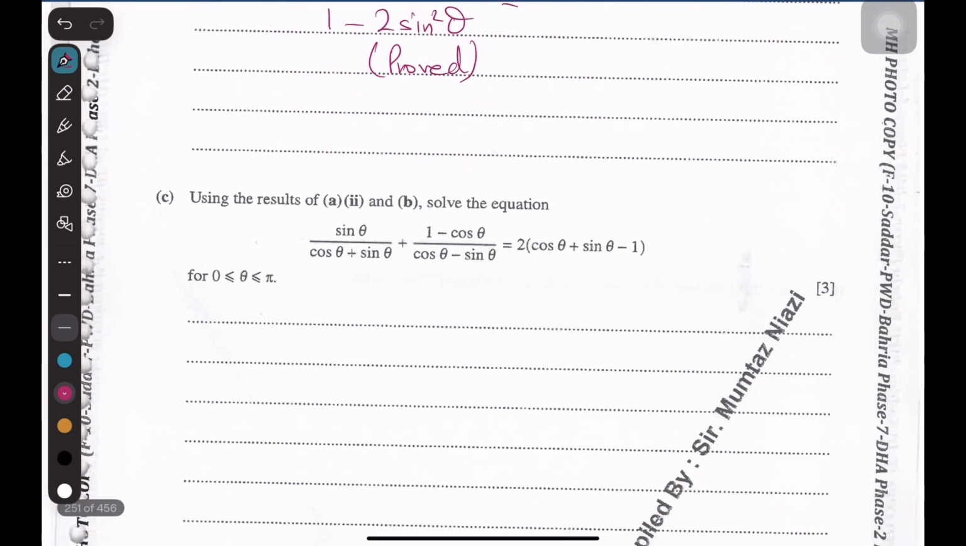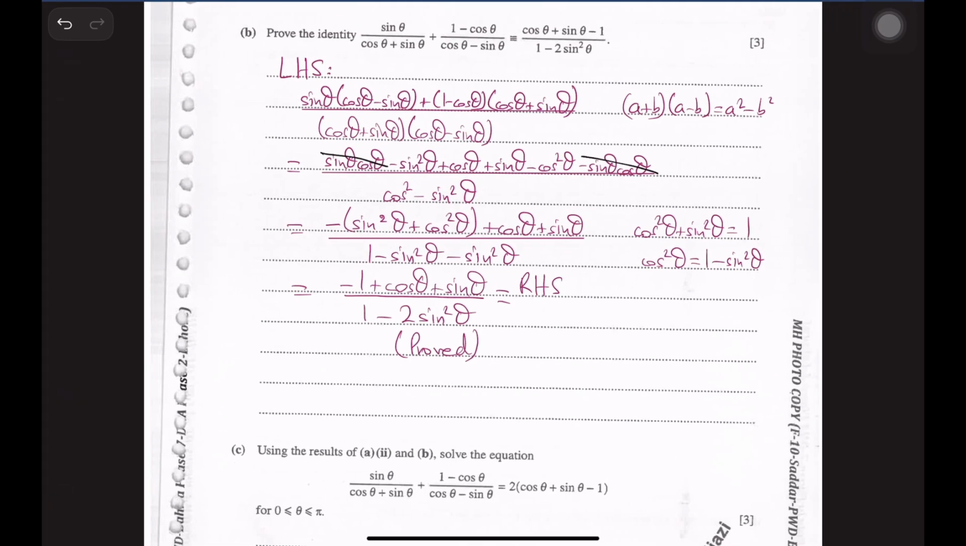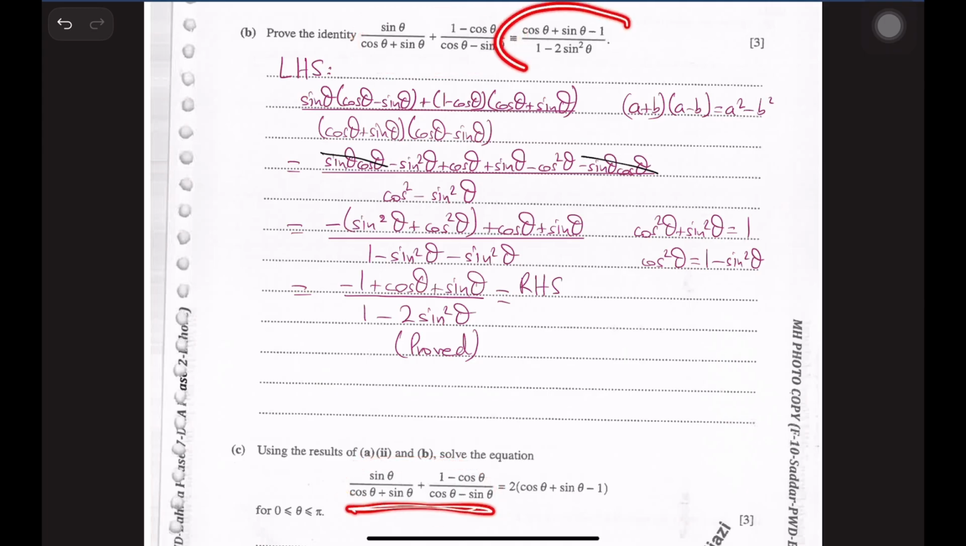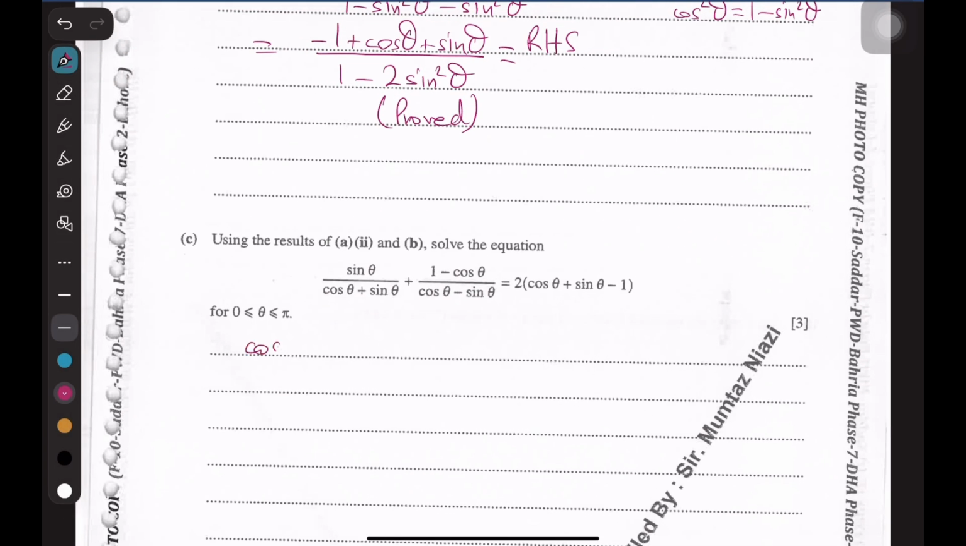In the last part, they're saying using the results of A2 and B, solve the equation. This is given. So first thing over here in such questions, always you'll see that one side of the equation will be similar to what you've used in proving the identity. So we can replace this whole thing with this simplified form. So first let's do that. So we have cos theta plus sine theta minus 1 upon 1 minus 2 sine square theta equals to 2 cos theta plus sine theta minus 1.